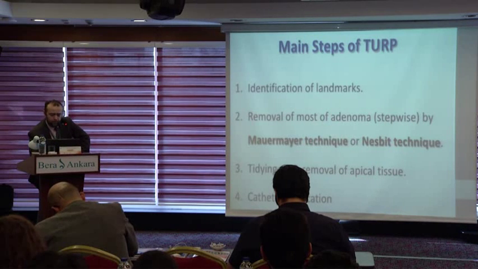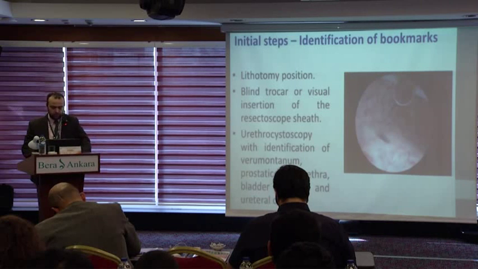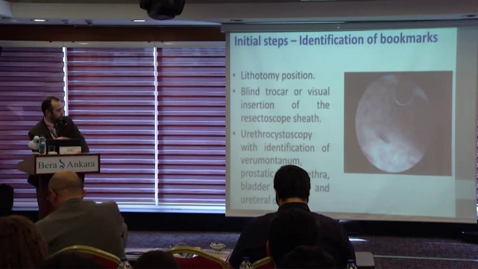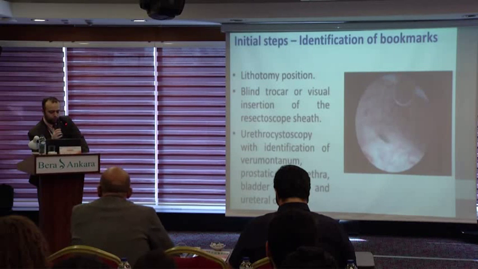For the main steps of TURP, I would like to mention two techniques, the Mauer-Meyer and Nesbitt techniques. I am mainly using the Mauer-Meyer technique. We first give the lithotomy position, as I mentioned in my previous slides. Then comes blind trocar or visual insertion of the resectoscope. The resectoscope is the main equipment of the surgery.